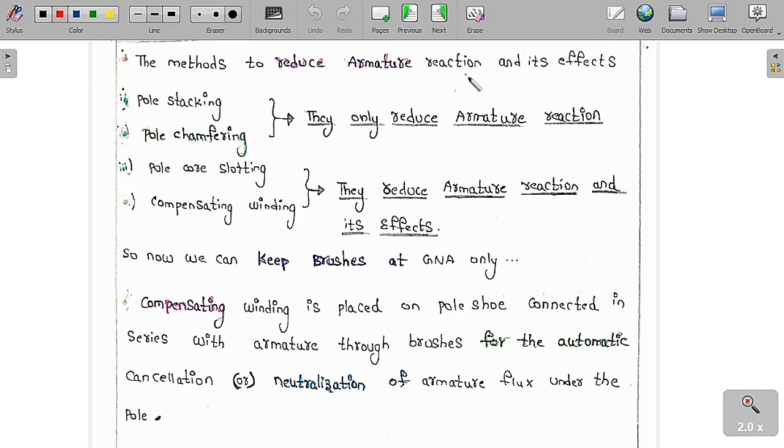The first two methods are going to reduce only the armature reaction, whereas the last two methods reduce the armature reaction and also its side effects. So now we can keep the brushes at the GNA always.